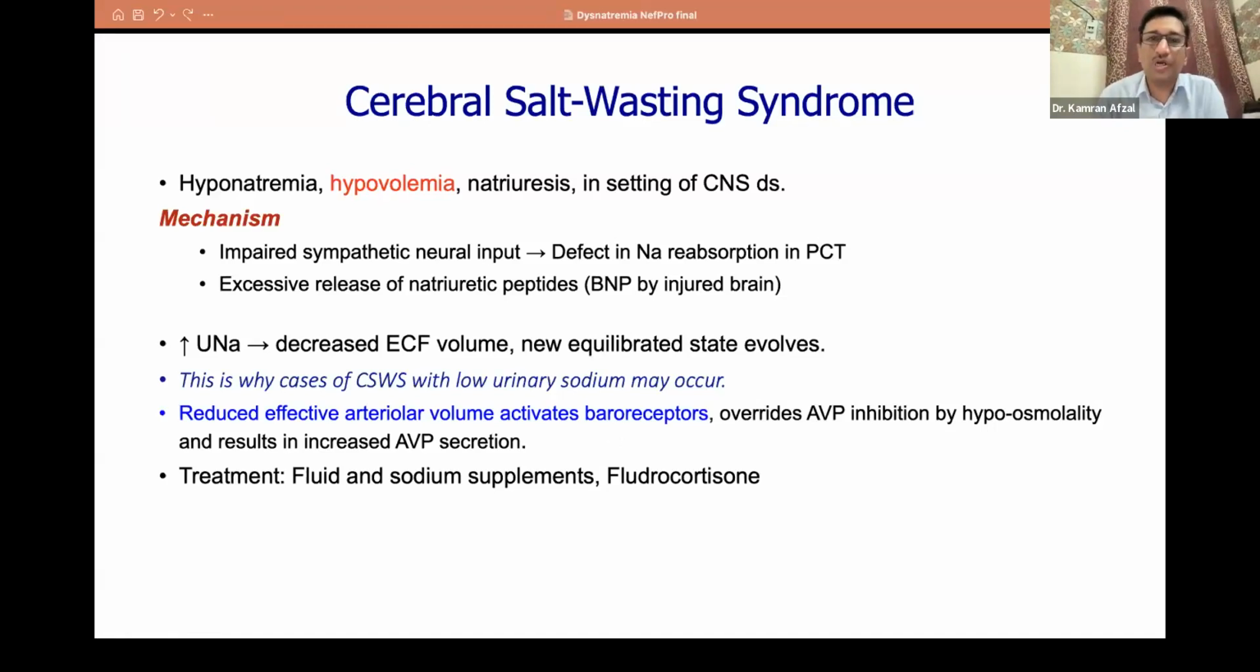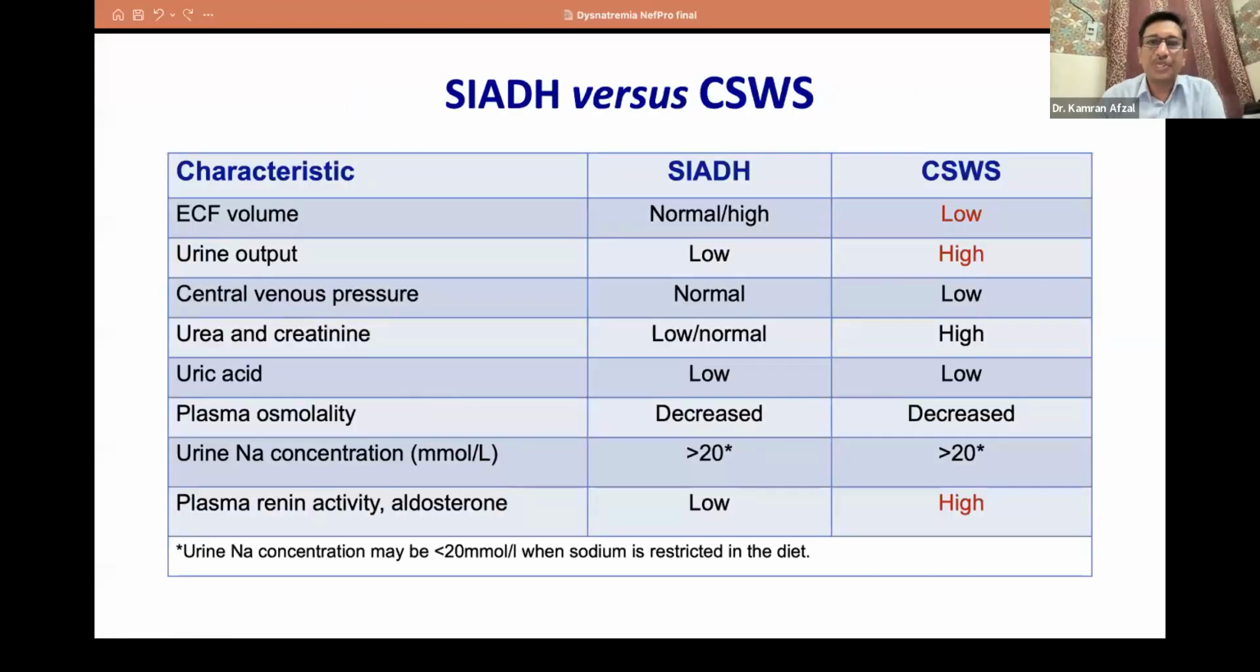So the treatment for cerebral salt wasting is to give fluid and sodium supplements, and sometimes you may need to give hydrocortisone to return the volume to normal. So the basic difference between SIADH and cerebral salt wasting is that cerebral salt wasting is a state where you have low extracellular fluid volume and a high urinary output. So the CVP, central venous pressures, are low, but they both have high urinary sodium concentrations, and features suggestive of low volume, like a high aldosterone state, are also seen in patients with cerebral salt wasting.